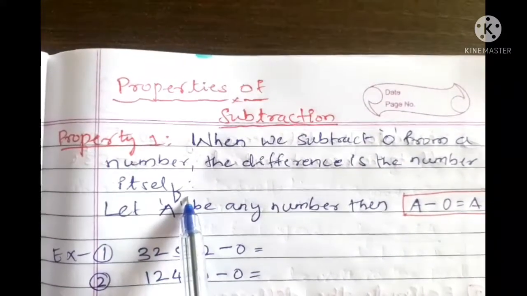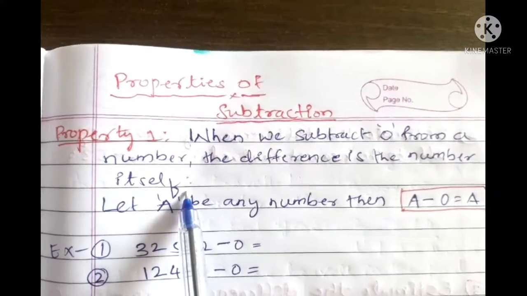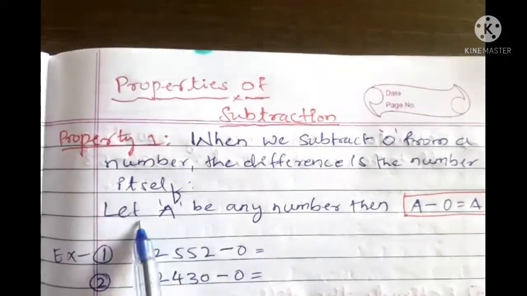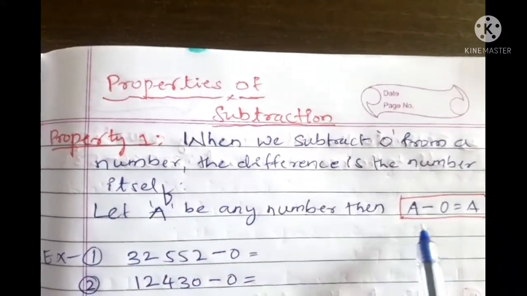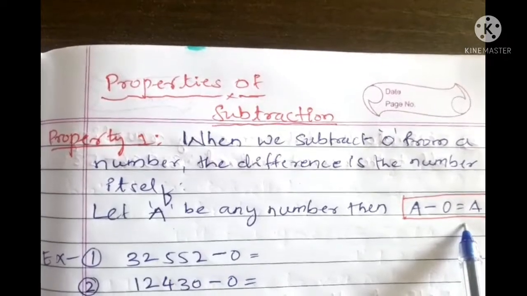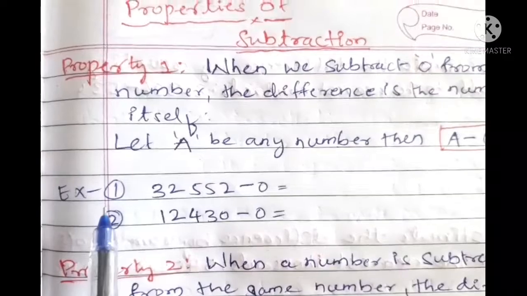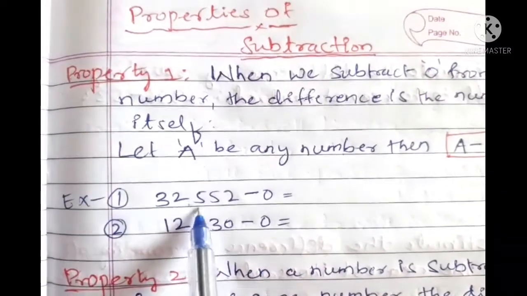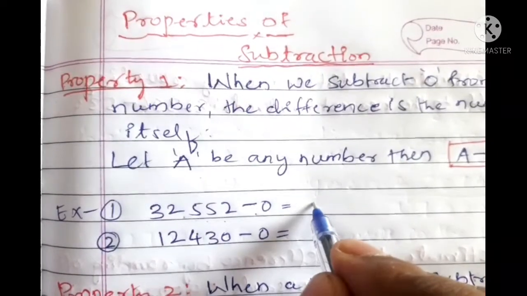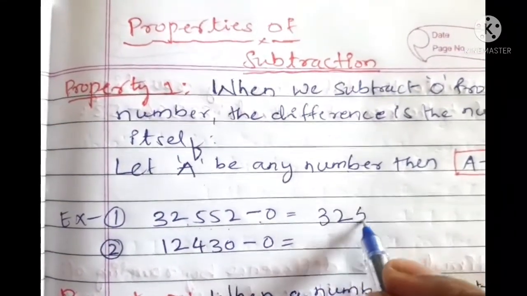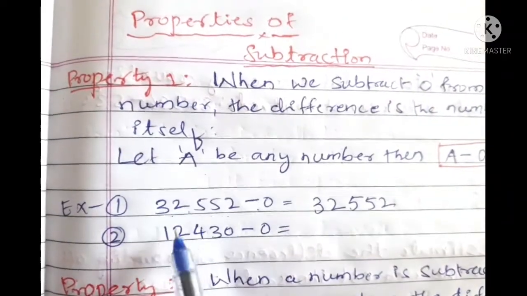You all know when you subtract 0 from any number, the difference will be the number itself. Let a be any number, then a minus 0 is a itself. Here, take an example. Example 1: 32,552 minus 0. What will you get? You will get 32,552 itself.